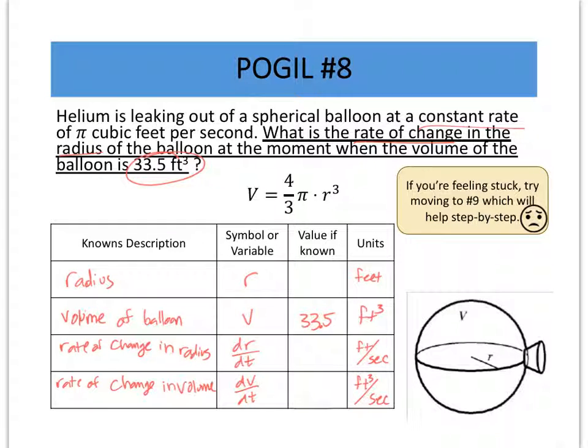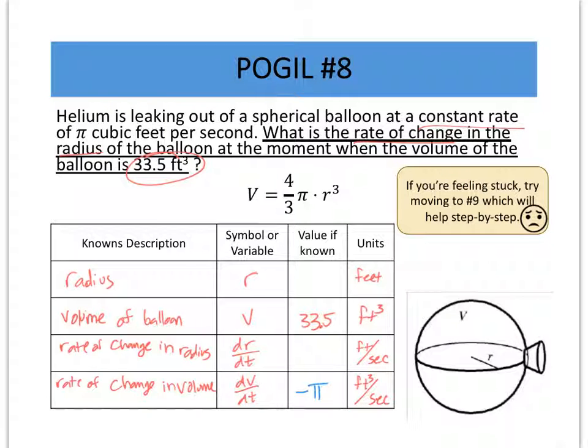Looks like I have a lot of missing information. Oh, actually, I know that the helium is leaking out of the spherical balloon at a constant rate of pi cubic feet per second. So the rate of change in volume is negative pi. And it's negative because it's leaking out. It's going down. The rate of change of the volume is decreasing, which means that the rate of change of the radius is going to also be a negative number when we get there.